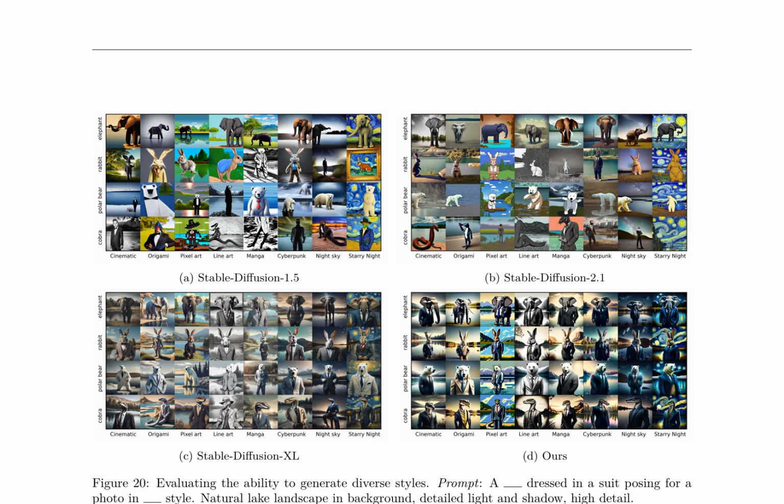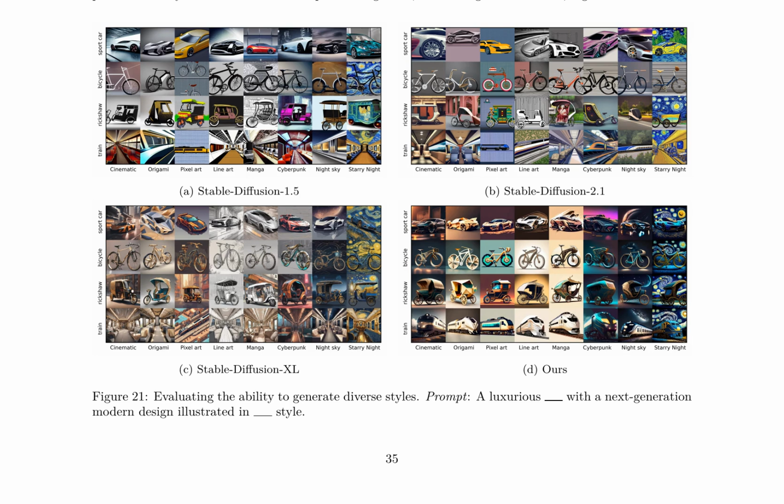The paper presents a comparative analysis of various diffusion models, specifically focusing on their ability to generate diverse styles in image synthesis. Figures 20 to 23 showcase the results from different models: Stable Diffusion 1.5, Stable Diffusion 2.1, Stable Diffusion XL, and the proposed model when given prompts that describe complex scenes with specific styles. In Figure 20, the prompt is, "Addressed in a suit posing for a photo in style. Natural lake landscape in background, detailed light and shadow, high detail."